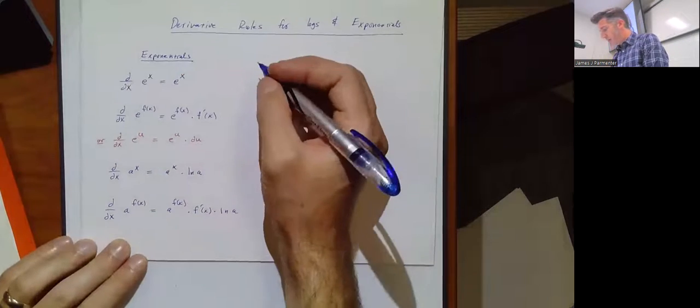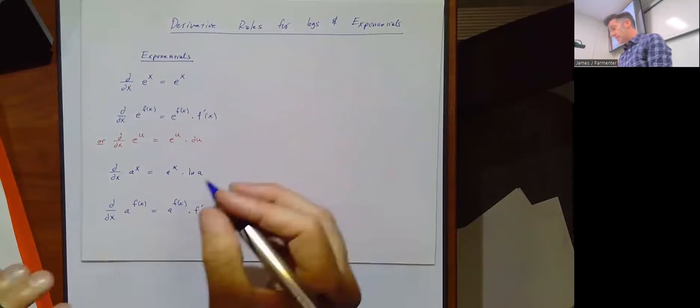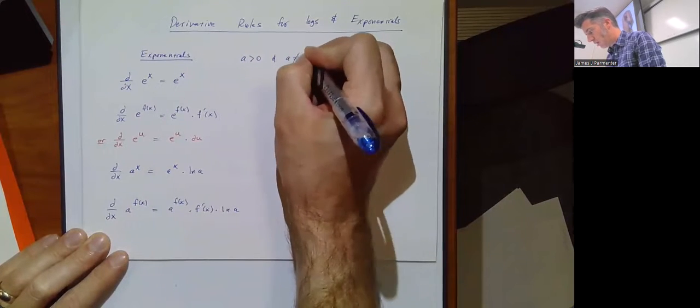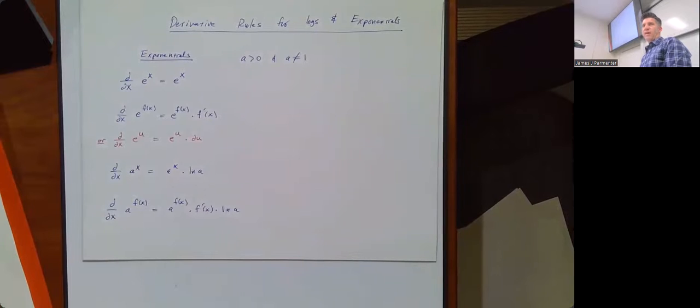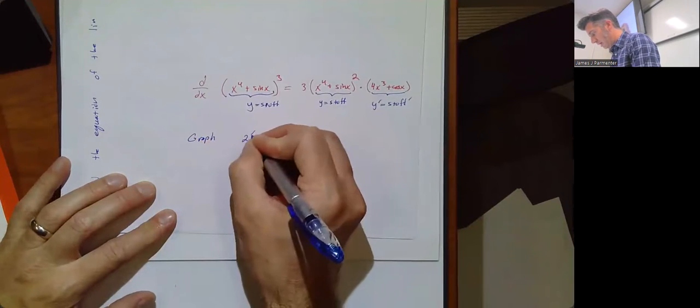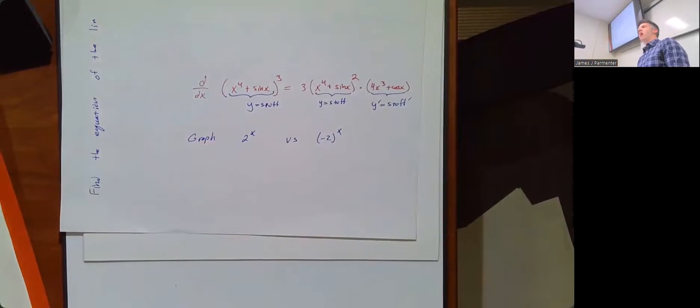And I should point out that for our base, if you're taking the derivative of a to the something, your base needs to be positive and not equal to 1. Otherwise, we have domain problems. If you have a function like -4 to the power of x, it has some weird domain. On your own time, when you have a moment, I encourage you to go look at Desmos and check out the graph of 2 to the x versus -2 to the x. Just to check it out.